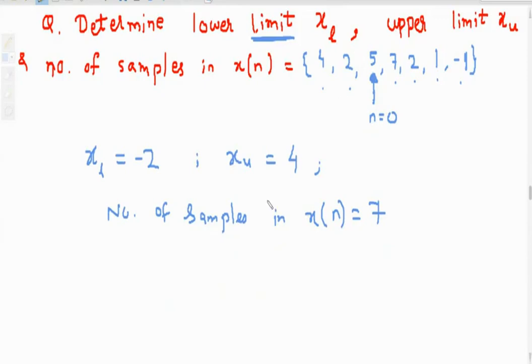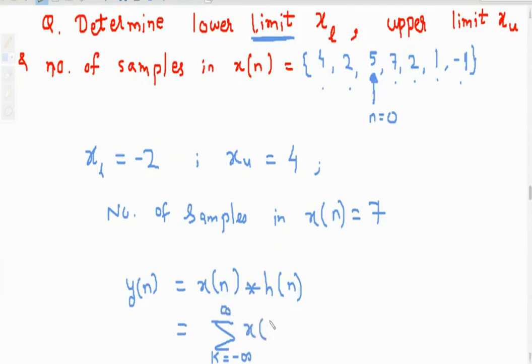Then we know the convolution formula. Convolution is used to determine the output y of n when the input x of n and the impulse response are known. So between the input x of n and the impulse response h of n, we will perform the convolution and then we will get the output. The convolution sum is summation k equal to minus infinity to plus infinity x of k into h of n minus k.